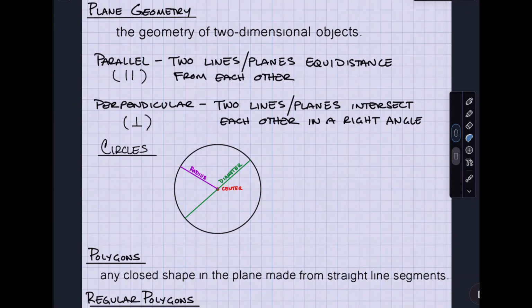With circles, you have a center. The radius is the distance from the center to the edge of the circle. And the diameter is twice the radius, or better yet, the definition of diameter is the distance from edge of the circle to the edge of the circle through the center.